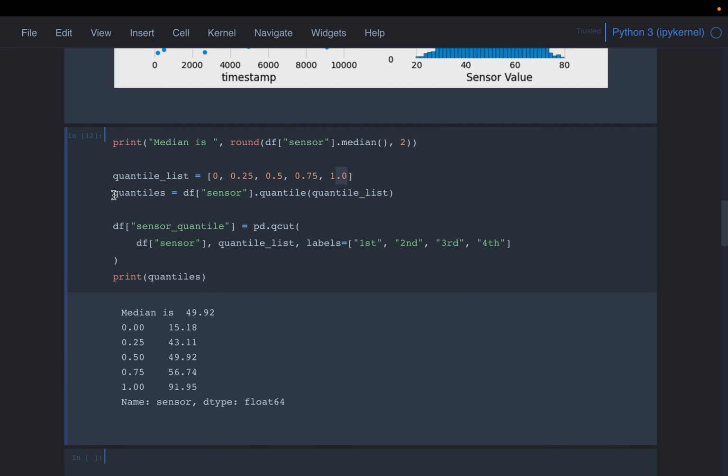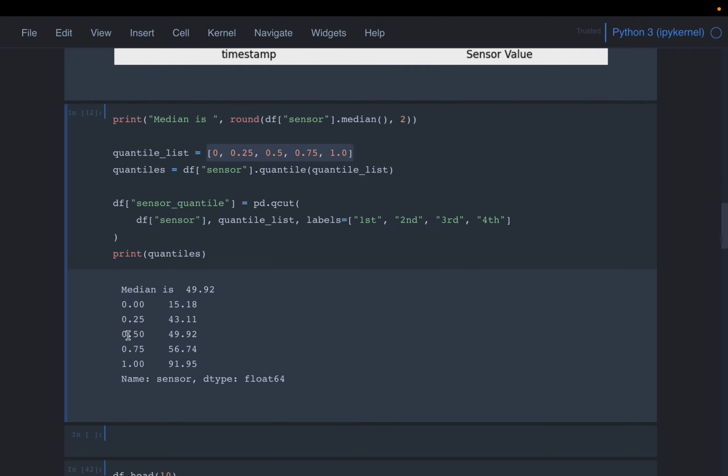So here we are printing these quantiles. We have computed these quantiles again using the pandas function. We simply supply which quantiles we want, and here we have. As you can see, this 0.5 should represent the median, right? So this 49.92 is actually the median we have computed directly. Okay, so this is the median, and the Q1 value is 43 and the Q3 value is 56. Now from our data, the minimum value is 15.18 and the maximum value is 91.95. So that's how our data distribution is.